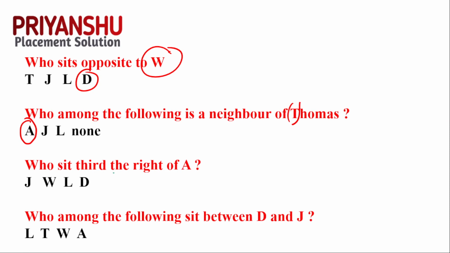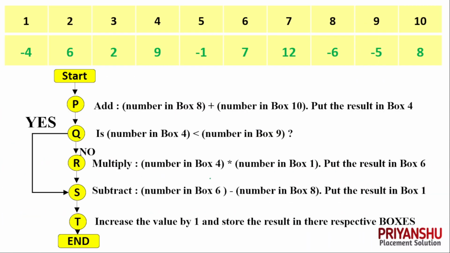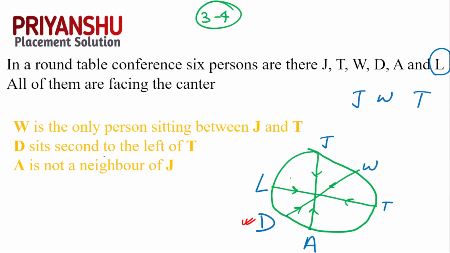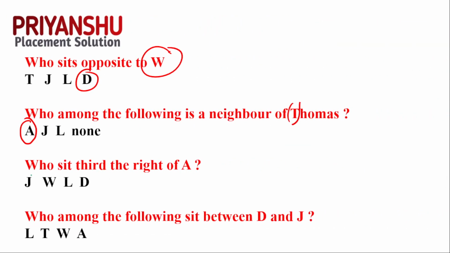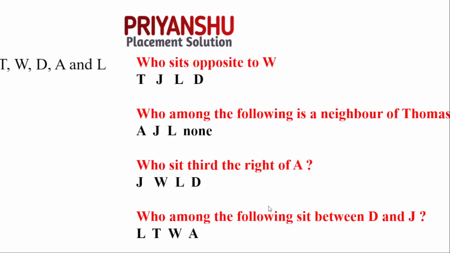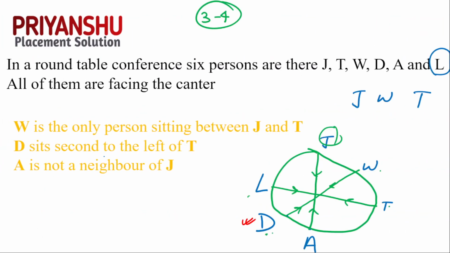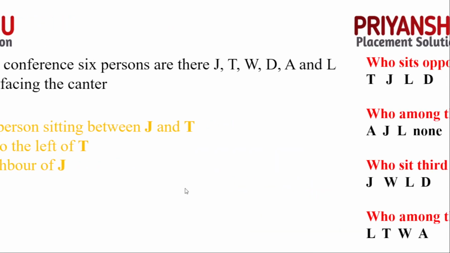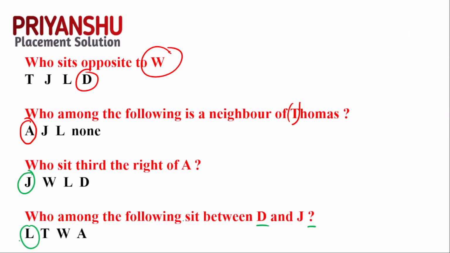The third one is: who is sitting third to the right of A? Third to the right of A, right. So third of A, one, two, three, third is nothing but J, right. So J is the third person. The last one is: who among the following sits between D and J? D and J. D is this and J is this. So only L is there, right? So L is the correct answer, guys.